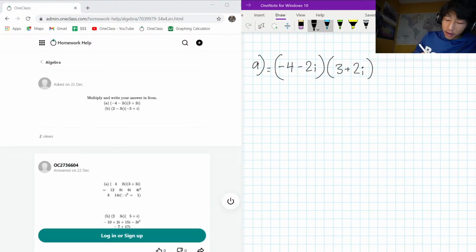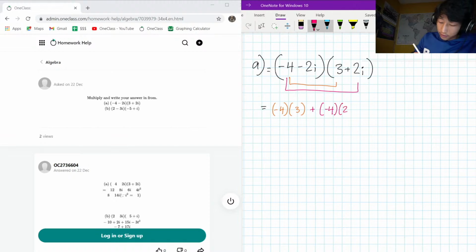Well, as we know, we can multiply the first two together. Let's do that in orange. So we'll have negative 4 times 3. Okay, and that may be in pink. We'll do the first of the first and the second of the second. So it'll be plus negative 4 times 2i. And then maybe in blue, we'll have this term multiplied by this term plus negative 2i multiplied by 3.